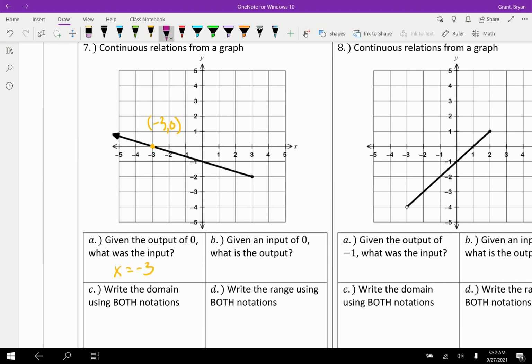So an output of 0 was created by an input of negative 3. If we wanted to go the other way around, given an input of 0, what's the output? I roll along the x-axis till I get to 0. And it looks to me like the output is going to be negative 1.